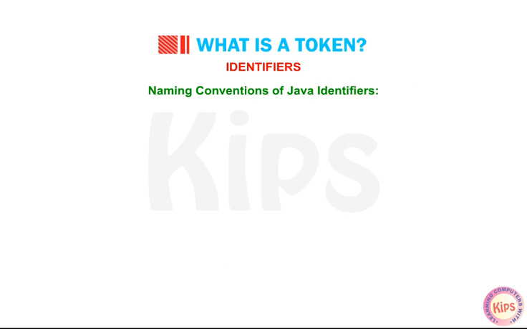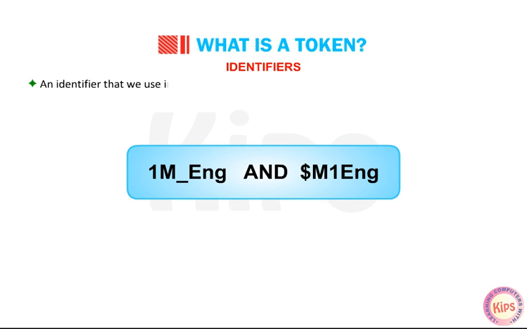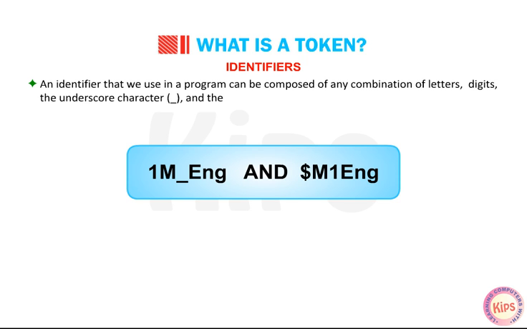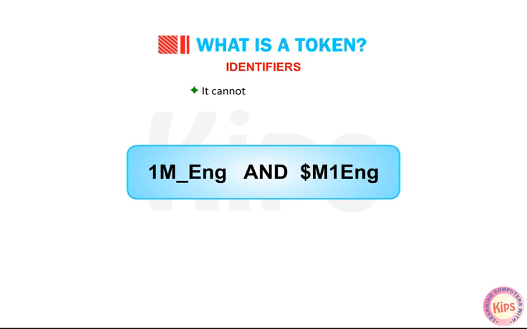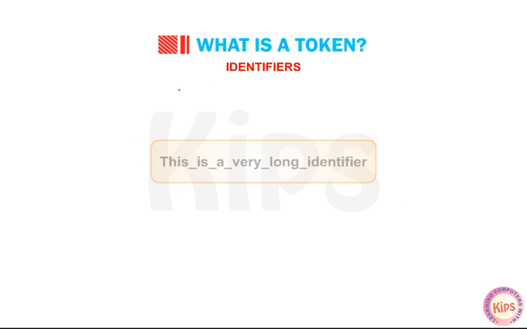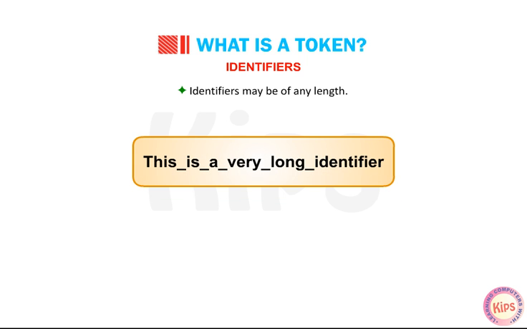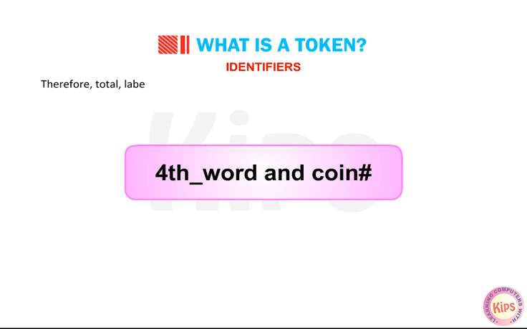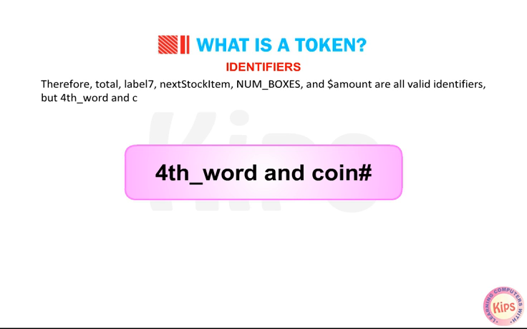Naming conventions of Java identifiers. An identifier that we use in a program can be composed of any combination of letters, digits, the underscore character, and the dollar sign. It cannot begin with a digit. Identifiers may be of any length. Therefore, total, label7, next_stock_item, number_boxes, and dollar_amount are all valid identifiers, but 4thWord and coin#value are not valid.